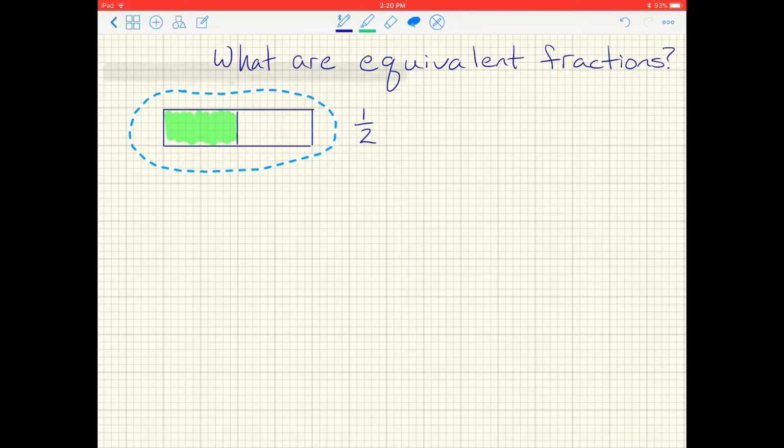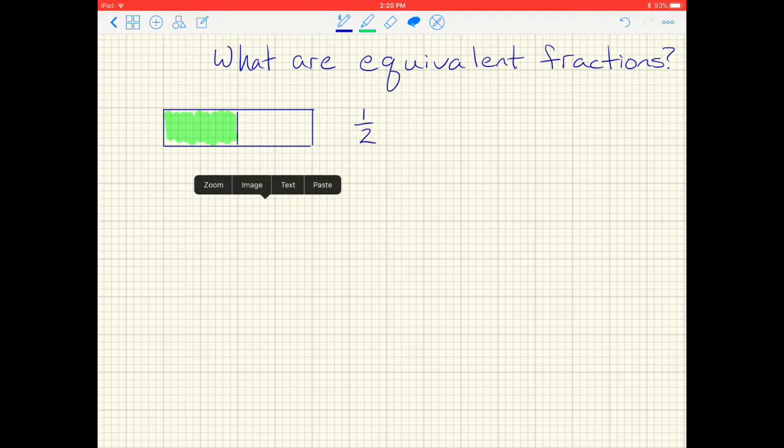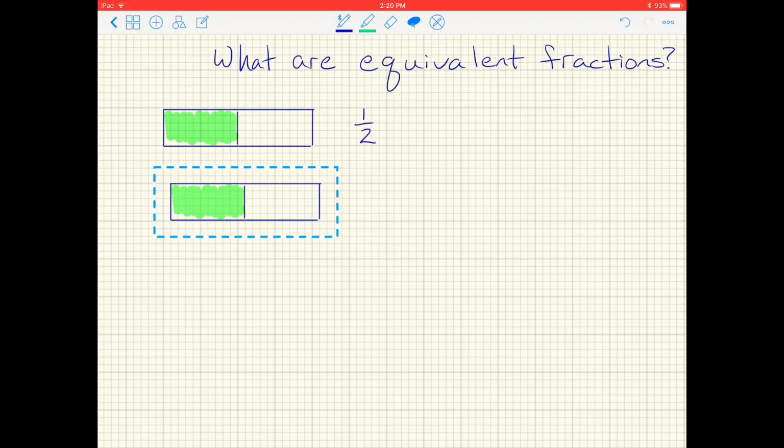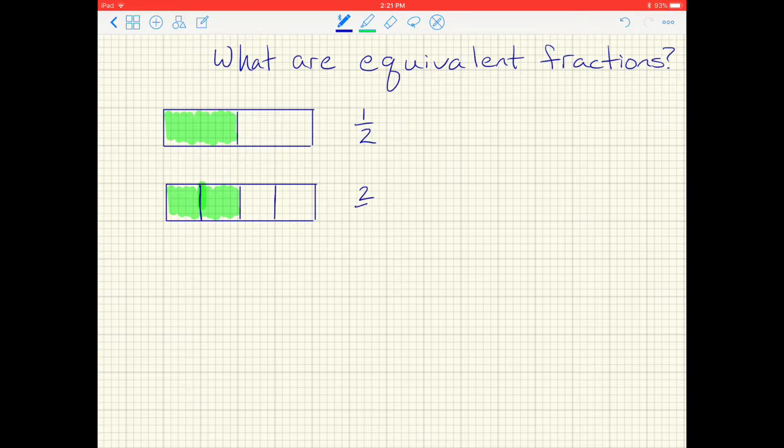So I'm going to copy this picture, and I'm going to paste a new one right underneath. See, the exact same amount. If this were a candy bar, you'd still have half a candy bar. But if I break it up into more pieces, let's say fourths. If I break this into fourths, now I have 2/4, but I still have exactly the same amount, right? The green part of that fraction is the same thing. They are equal. So those are equivalent fractions, just different names for the same exact fraction.